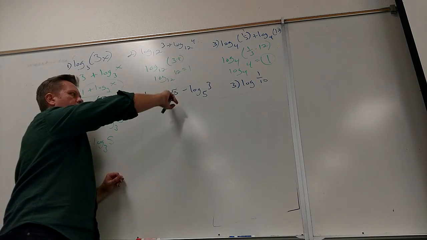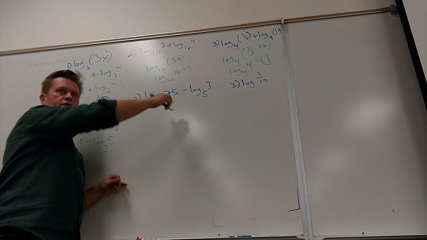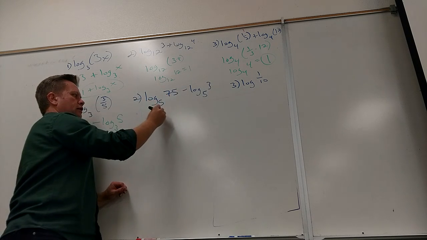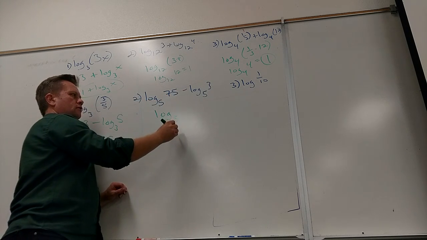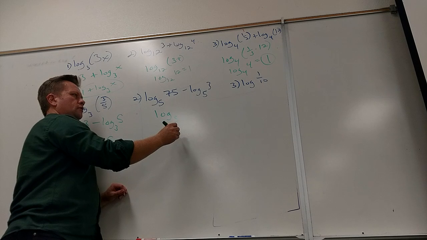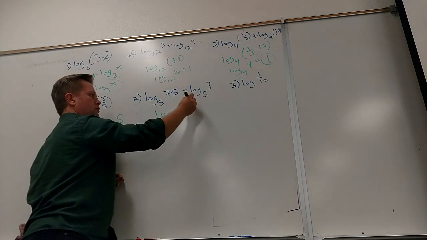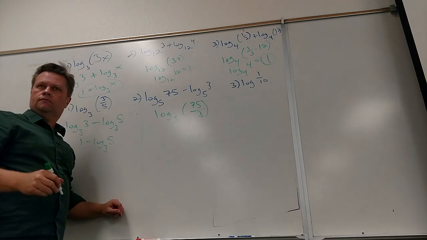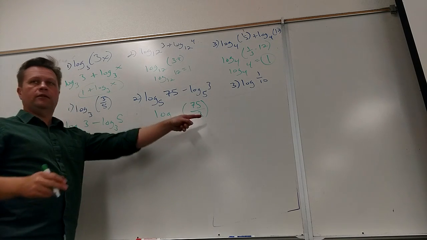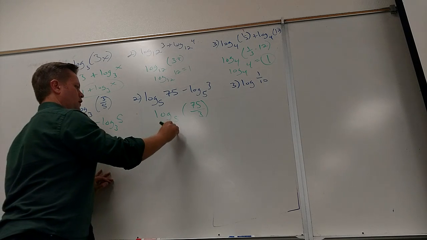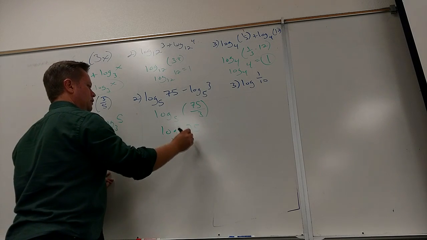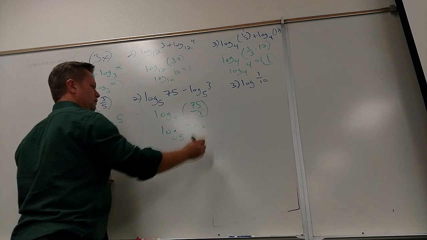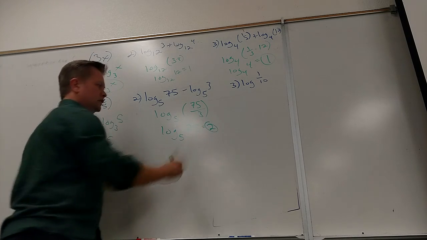And this is another one. I can't do either one of these things by themselves. But since I'm subtracting, how can I rewrite this? Yeah, dividing. So I'm going to put... and what is 75 divided by 3? 25. And what's log base 5 of 25? 2, because that's the power 5 needs to become 25.